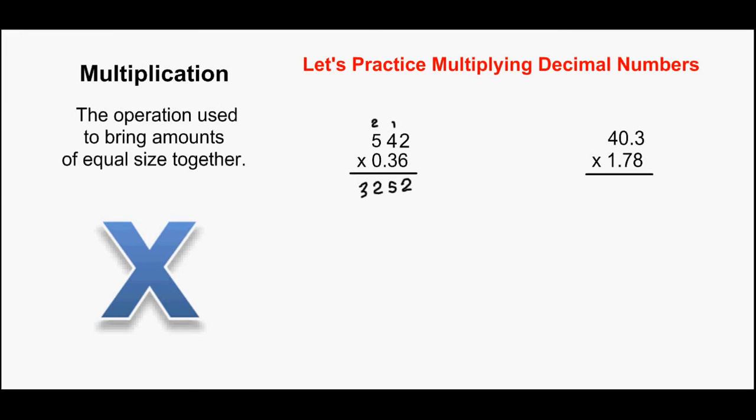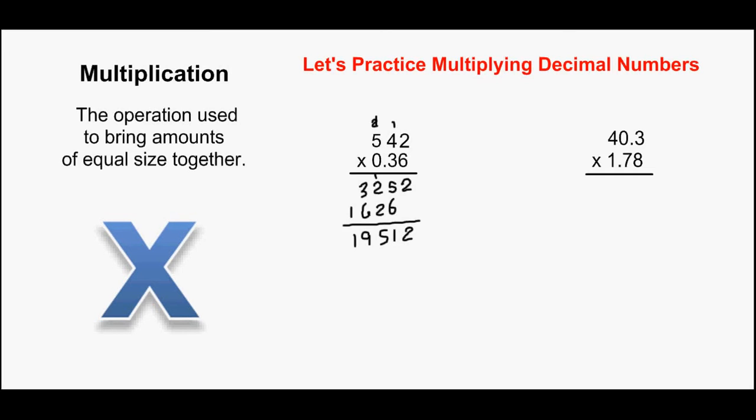3 times 2 is 6. 3 times 4 is 12, carry the 1. 3 times 5 is 15, plus 1 is 16. Add your partial products together. Okay, now let's look at where to place the decimal.